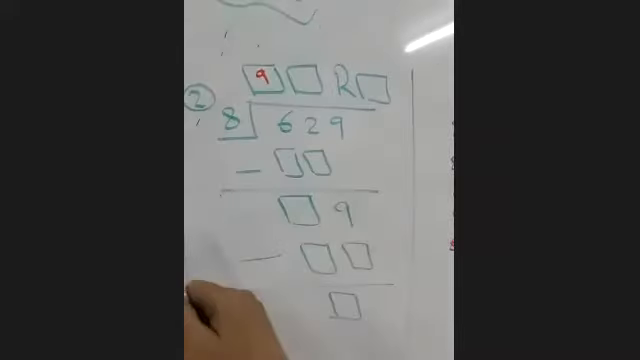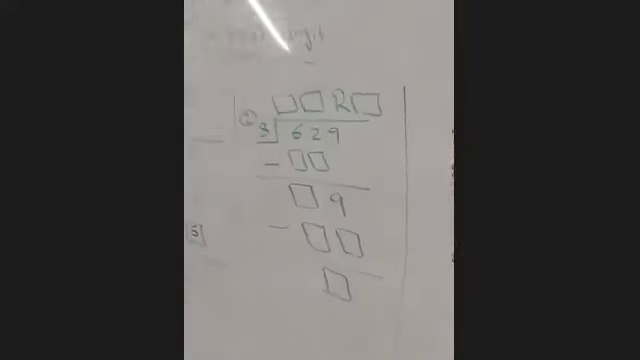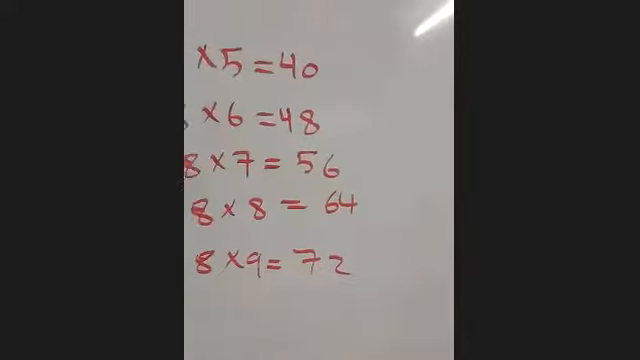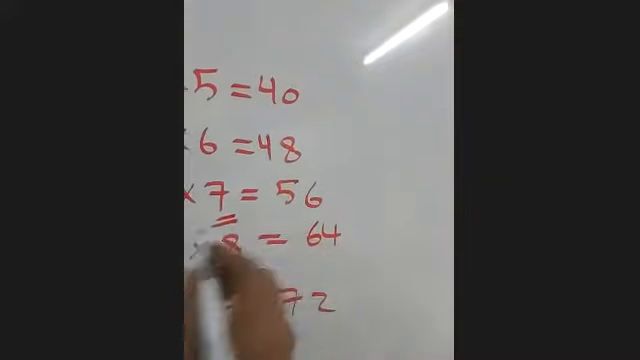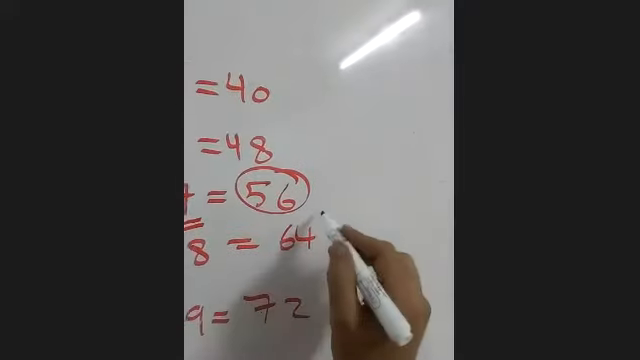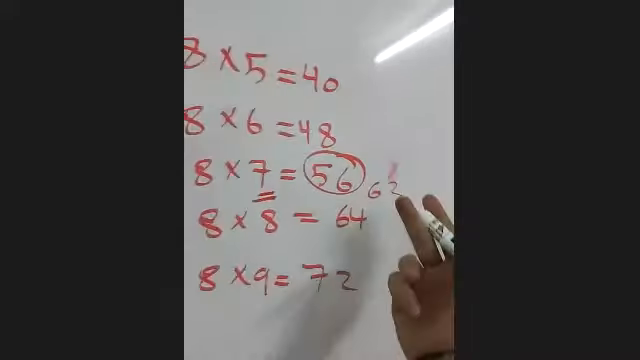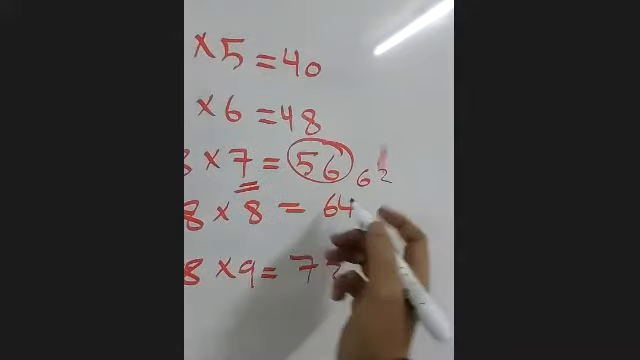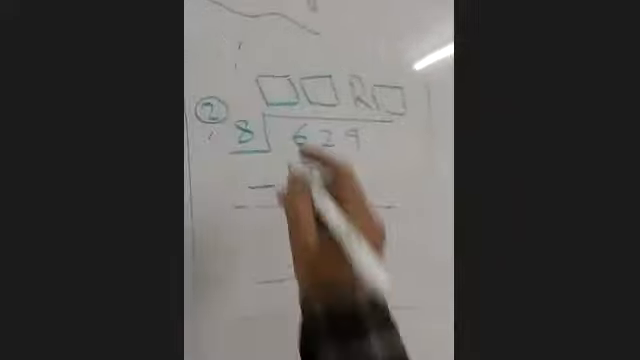So 9 by 8 is not what you said. 9 by 8 is 72, which is bigger than 62. So my 9 is what? I know, it's 7. So what will I take? 7. Why 7? Because it gives 56, and the 62 is between 56 and 64. So I need to choose what? 56. Yalla, it comes from 7.